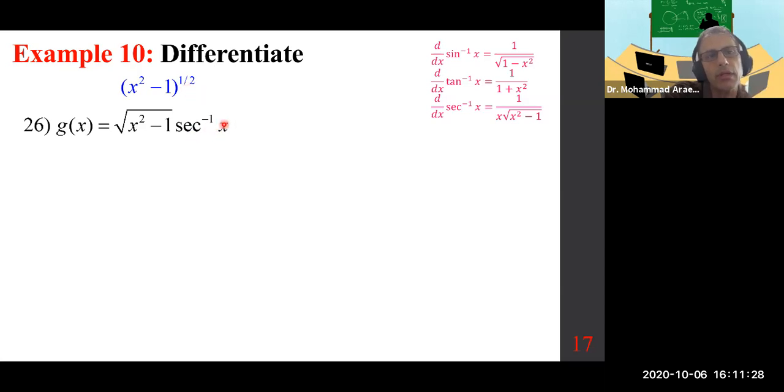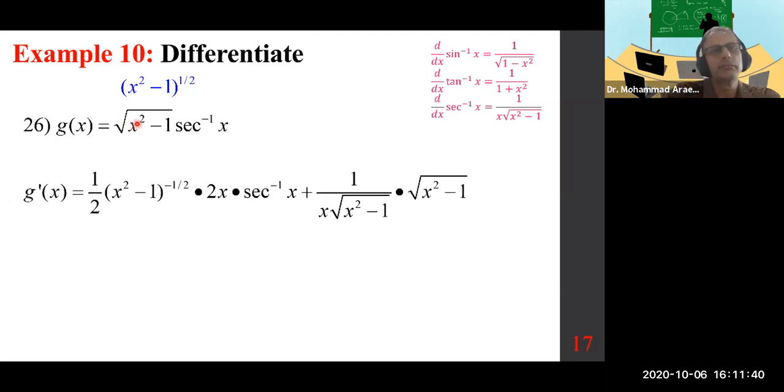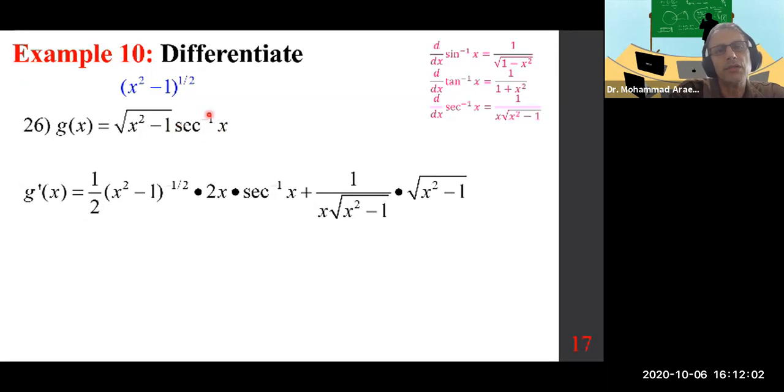Now what about secant inverse? Just write this one. Just write this one times the first piece. So let's quickly recap. From the blue one, 1/2 sits in front. X squared minus 1, you raise it to the power of 1/2 minus 1, negative 1/2. By the chain rule, the derivative of the inside is 2x. By the product rule, times secant inverse. So that's done. What about secant inverse? Simply put this one. Okay, you have it here. And then by the product rule times the first piece.